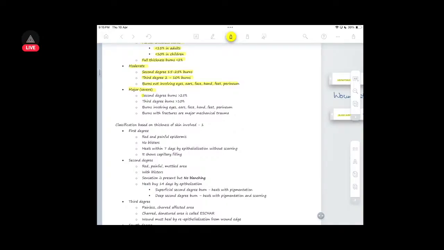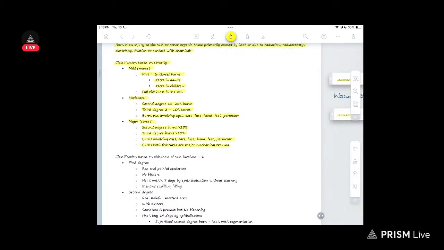That is moderate. And severe, you have second degree burns more than 25%. Third degree in more than 10%. Burns involving eyes, feet, perineum, face, all those things. And burns with fractures or major mechanical trauma. Partial thickness less than 15%, less than 10% in children. Full thickness less than 2%.